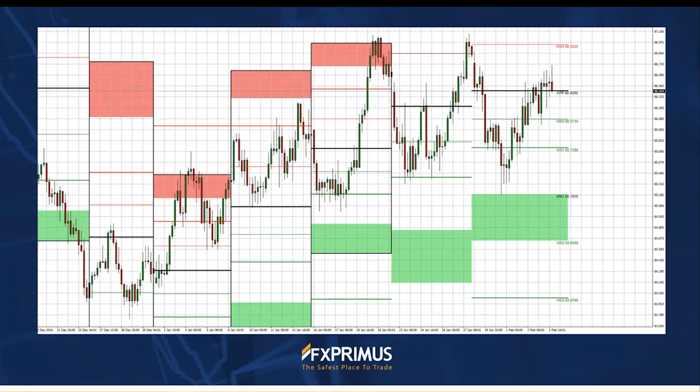Okay, so I've got here a chart. Got nothing: no moving averages, no stochastics, no MACD, no cloud, no ADX, no Bollinger Bands, no RSI. Just a chart, and I've just got pivots on there. Standard pivots.